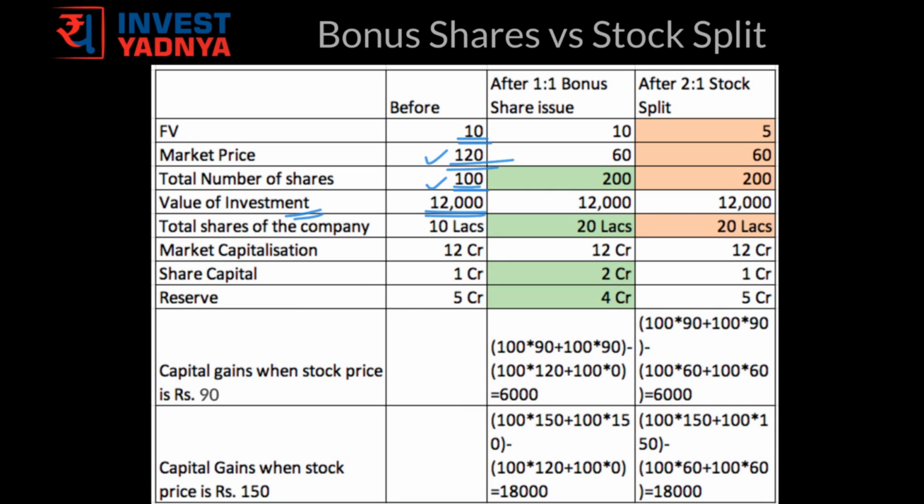And there are 10 lakh shares of this company in the market. Market capitalization is nothing but the market price of the share into total number of shares. So the current market capitalization of this company is 12 crores.